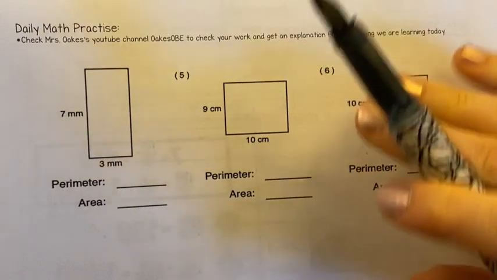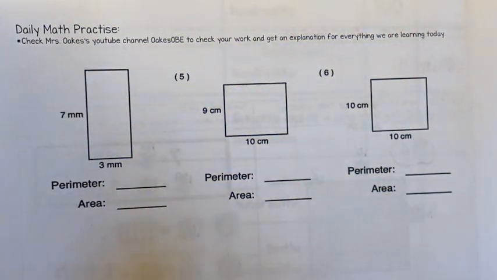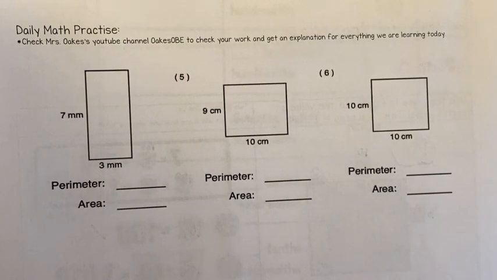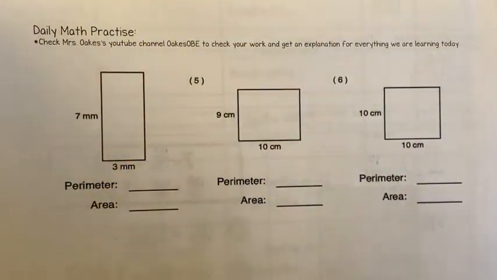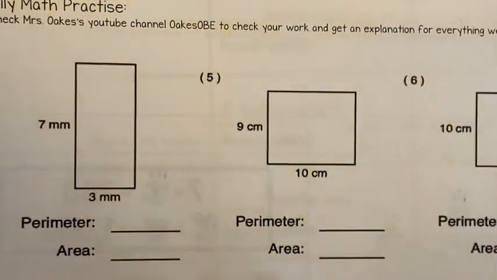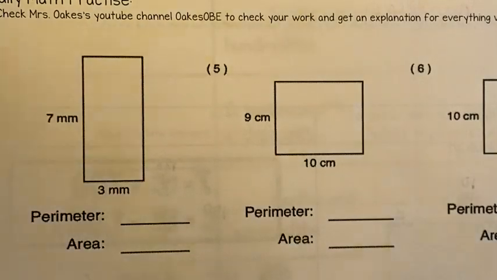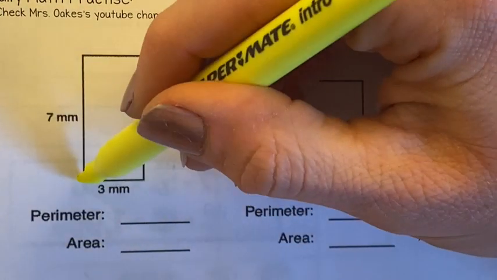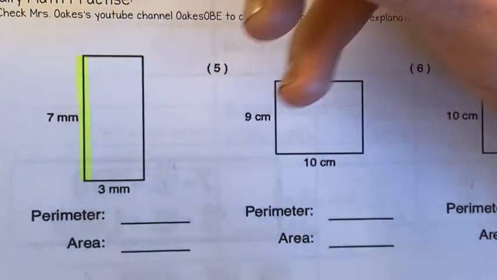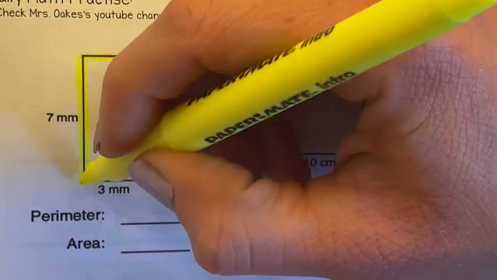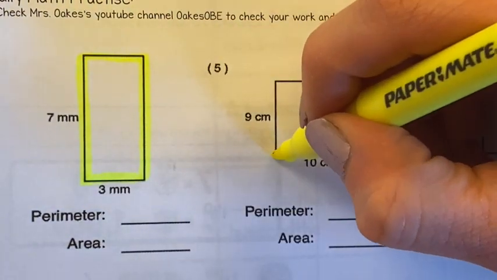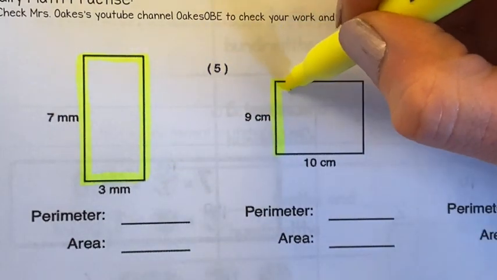Okay, so we're gonna be doing some more practice with perimeter and area. We did practice this the other day, so I'm gonna do one example, and then I'm gonna have you do the other 2 on your own, because I know you can. So just to review, perimeter is the distance all the way around a shape. So I'm going to highlight the perimeter. So if you want to find the perimeter, you need to find the distance all the way around a shape.